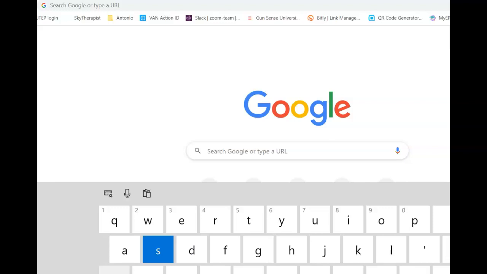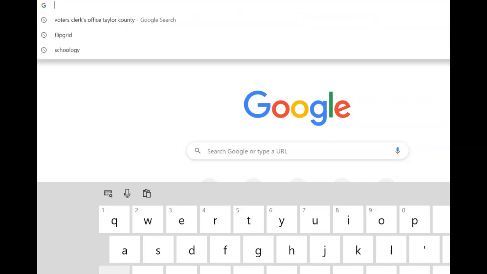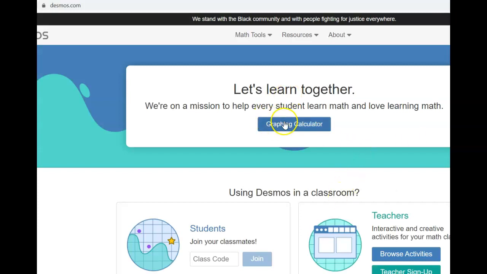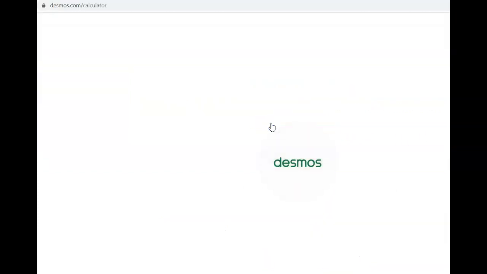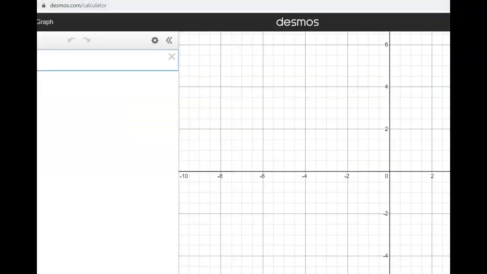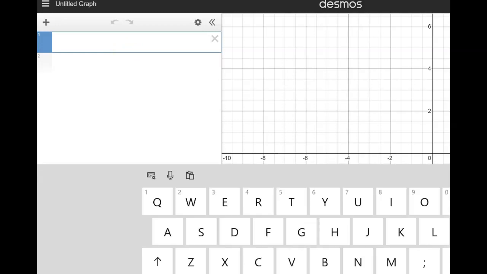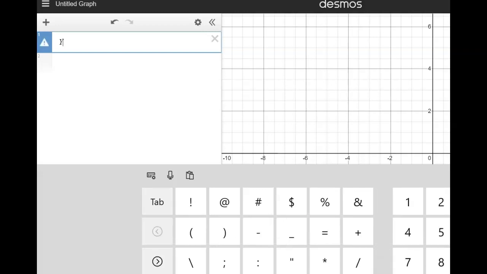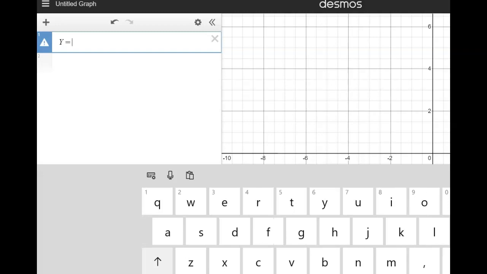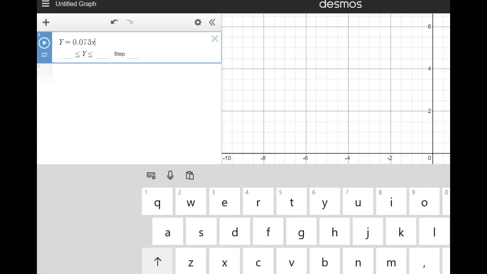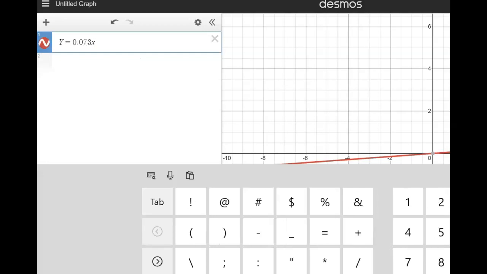So we're going to open a browser, and we're going to go ahead and type in desmos.com, press enter, and we're going to go ahead and go to graphing calculator. Then on this side, on the left side, we're going to type in the equation, and I'm going to type it exactly like it was on the slide. So it will be y equals, and then we're going to have 0.073 x square. So that's a little tricky here.